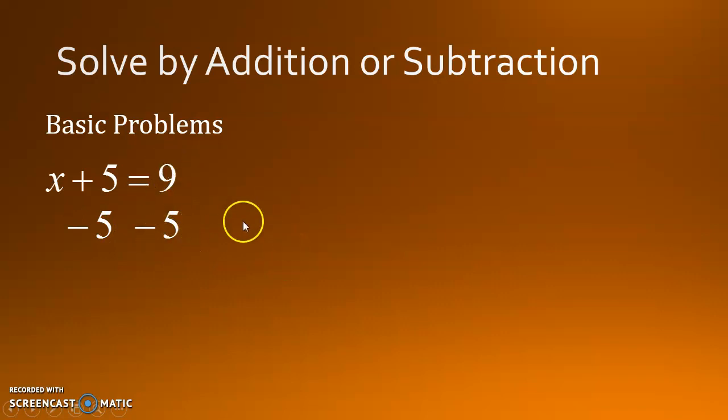And then we just make this subtraction. 9 minus 5 is 4. All right. I didn't flip-flop the x to either side of the equation. I just brought the equal sign down.